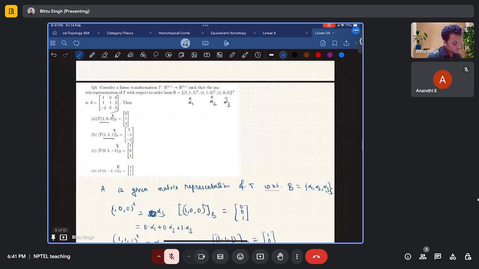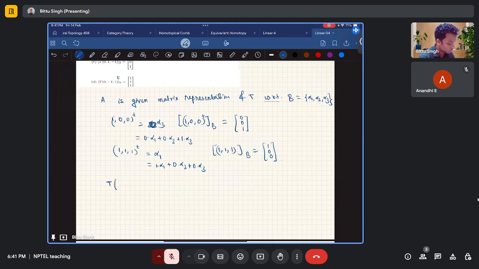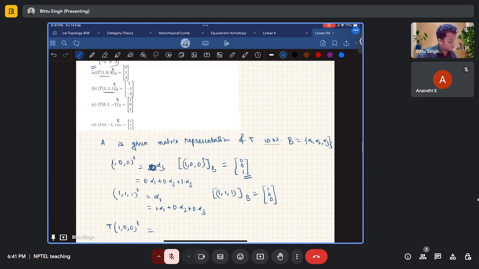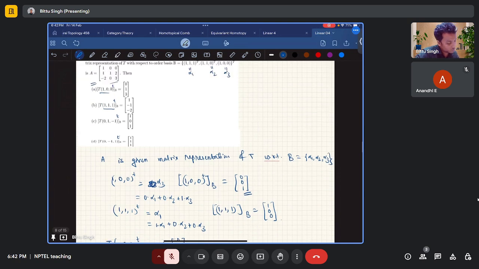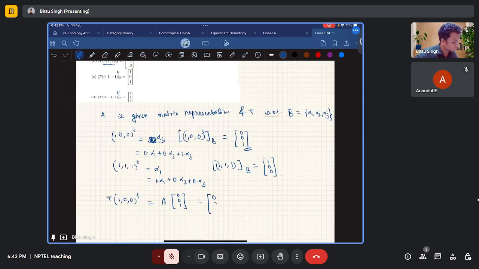Now we can easily find T applied on 1 0 0 and 1 1 1. So T applied on 1 0 0 is the same as the matrix representation, which is A applied on 0 0 1. But what is A times 0 0 1? A times 0 0 1 means it is the third column of A. So the third column of A means 0 2 3. So it should be 0 2 3.